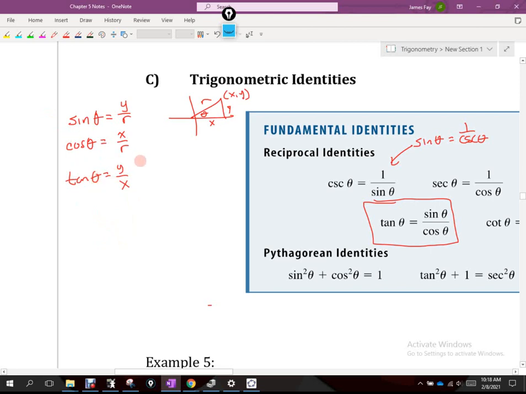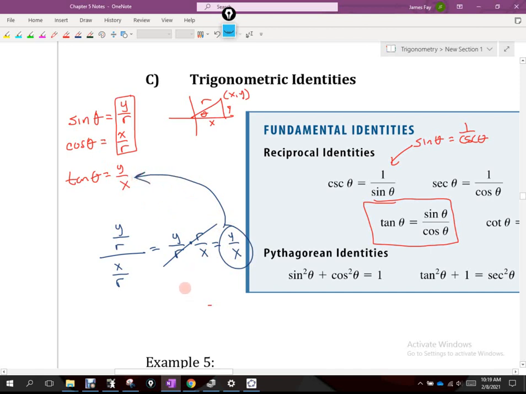Okay? Well, if I take these two things right there and divide them, take y over r divided by x over r, what's that turn into? Okay, y over r times r over x. So what happens to the r's? We do y over x, right? Okay, so that y over x is exactly that thing right there, correct? Does that make sense?